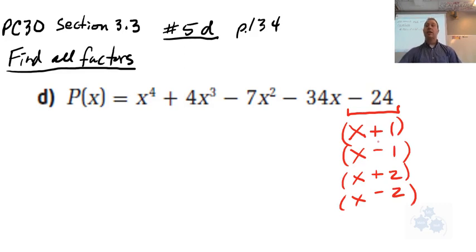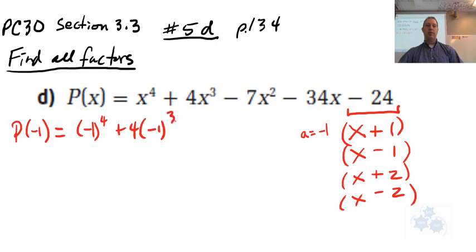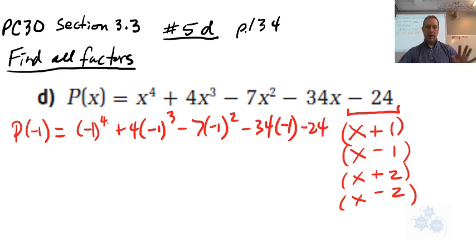So if I'm going to test x plus 1, what's my a value here again? A is negative 1. So let's try this. We put in negative 1 for x. Okay, so take a moment to do that. And again, for this one, you may not need to write this all out, but I will just to explain. And then minus 24. Okay, did I get that all written out right?